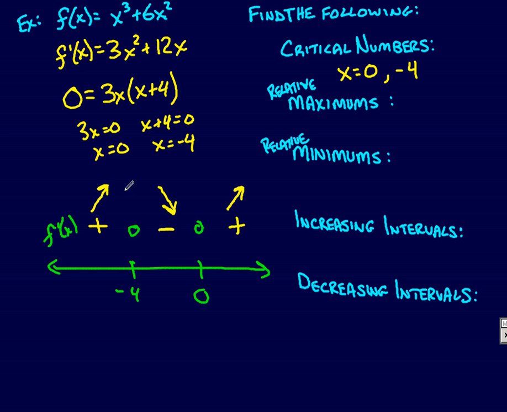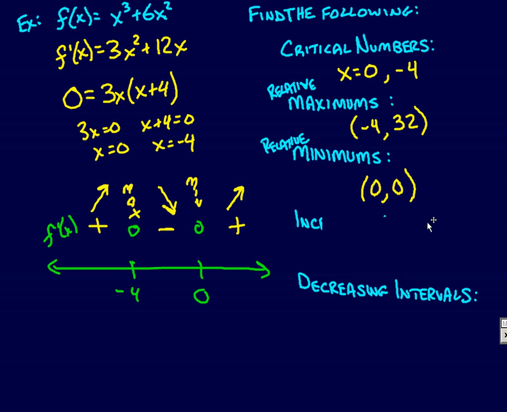That means that negative 4 will be a maximum, and 0 will be a minimum, because we're going from up, climaxing and coming down, hitting a bottom, and then coming back up. So our relative maximum is just one point. When x equals negative 4, we plug in to find the y value of positive 32. That's our relative maximum point. The relative minimum is at x equals 0, and the y value at that point is also 0.